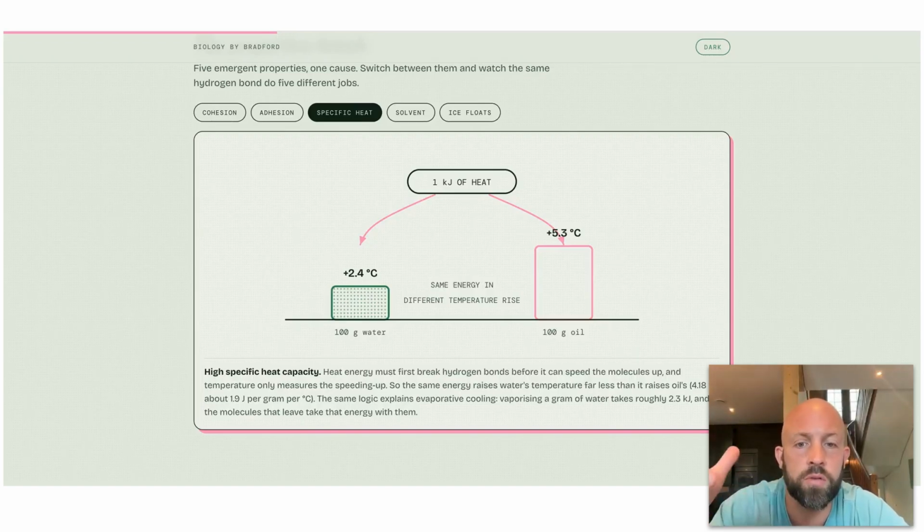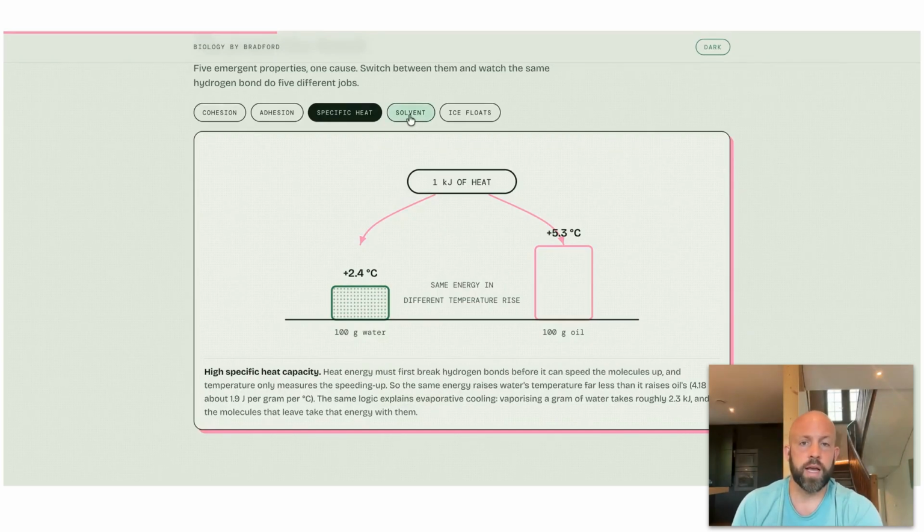And that's why if you go swimming in a lake in September, it's probably still quite warm, especially warmer than what it would have been in the summer. And that's because it retains the heat. So it has a high specific heat capacity. So it takes a lot of energy to change its temperature, whether that's up or down as well.